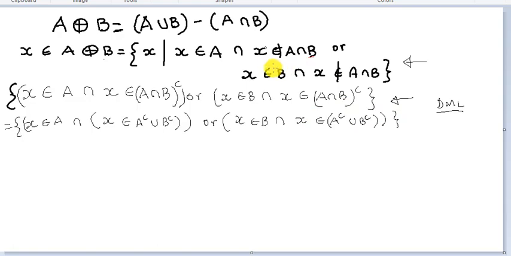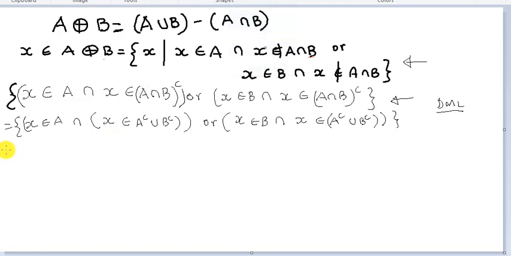We took the basic definition of A set difference between A and B. We then applied De Morgan's law. We are somewhere here, right? So now we proceed with the next steps, right?